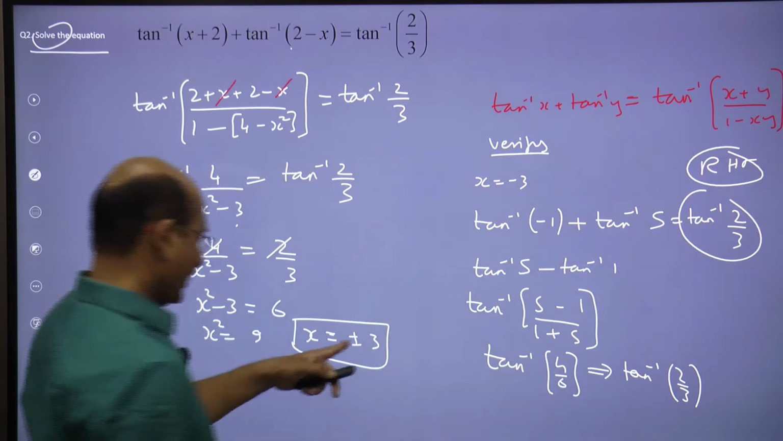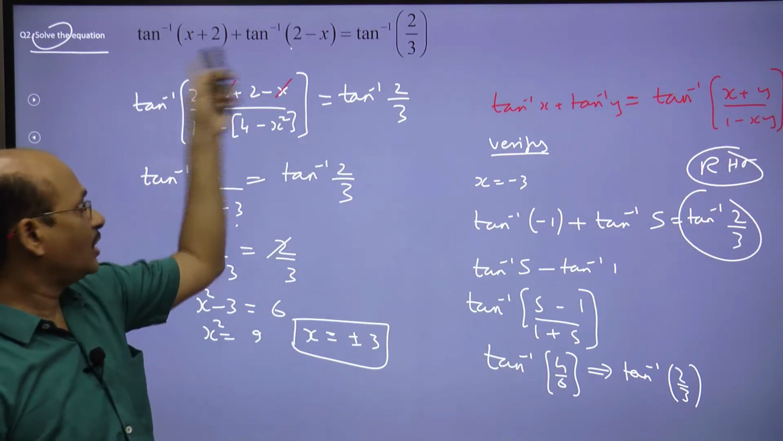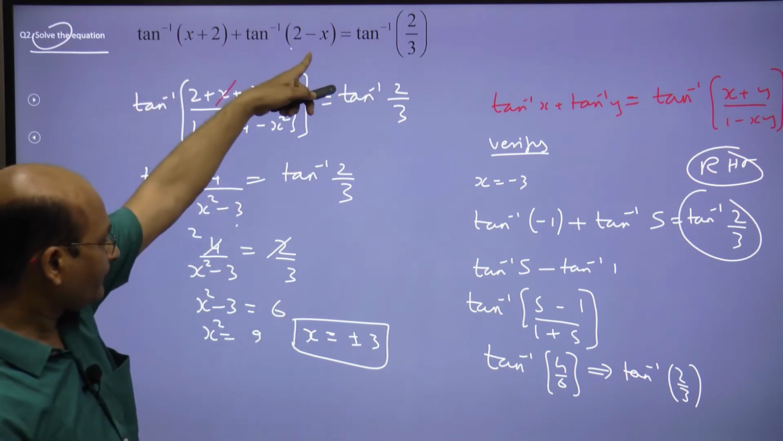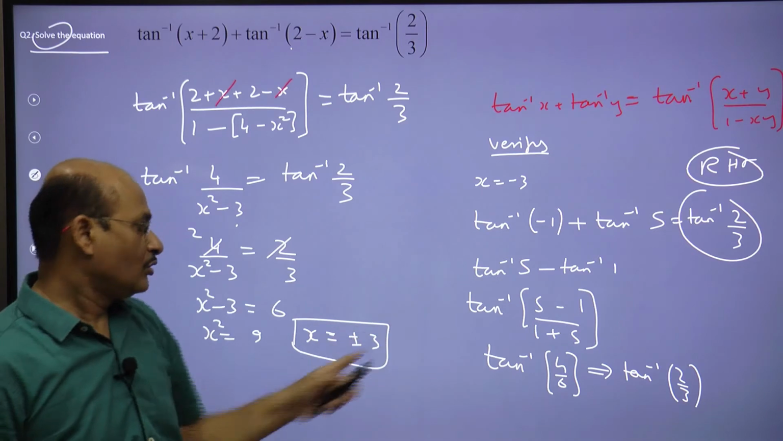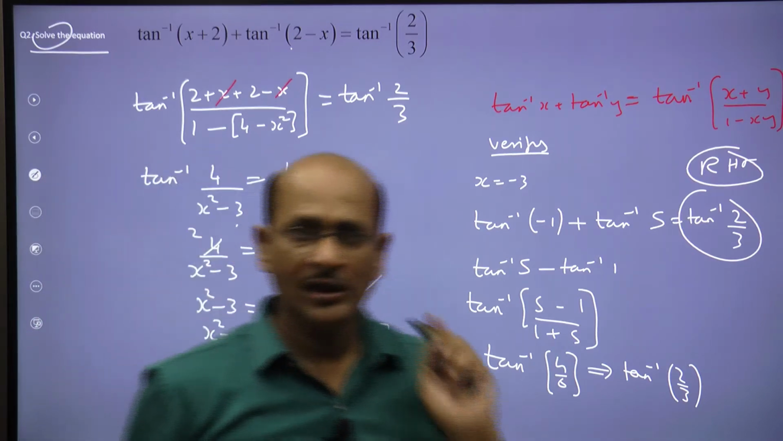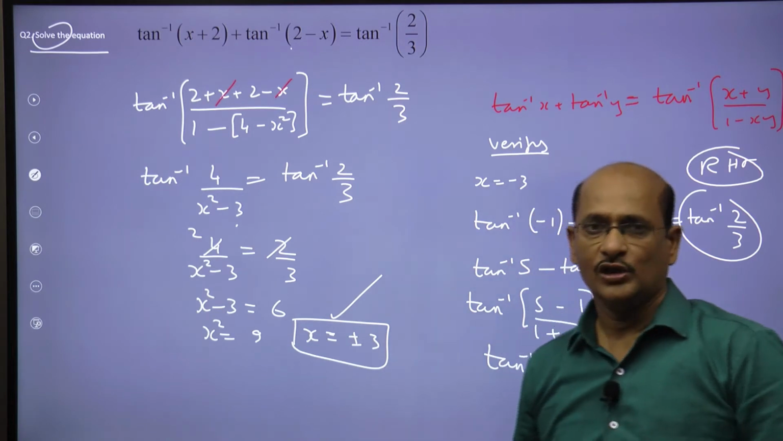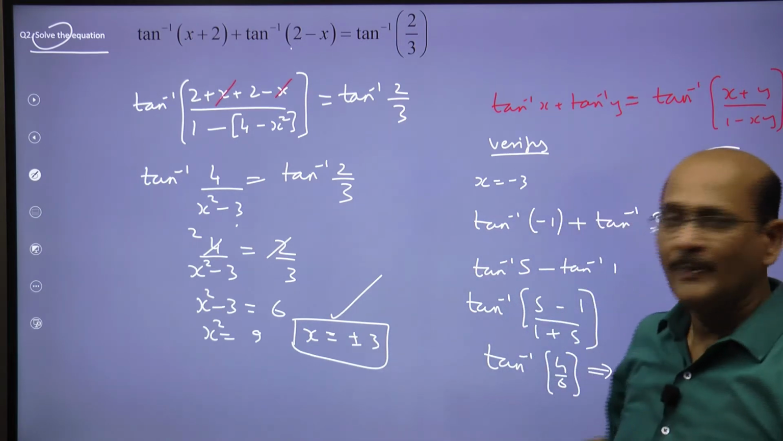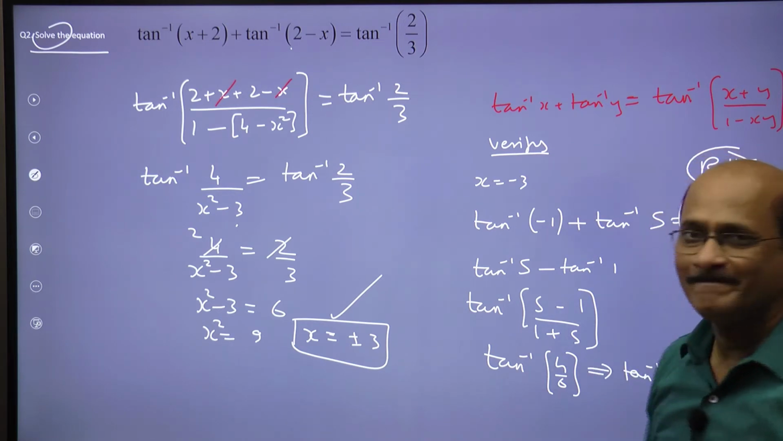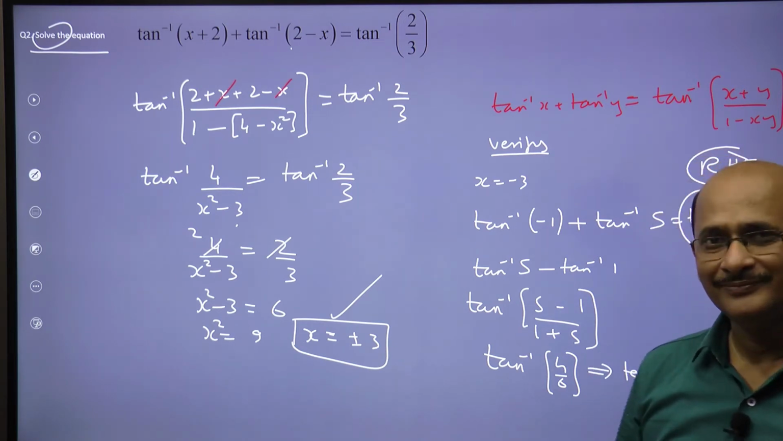So, when I put the second value x equals minus 3 in this equation, it is satisfied, and definitely it will be tan inverse 5, tan inverse minus 1, same thing. So, I think both the values are acceptable for this particular inverse trigonometric equation. So, the value of x tends to be plus or minus 3. So, I hope you got this point clear. So, please watch it down.